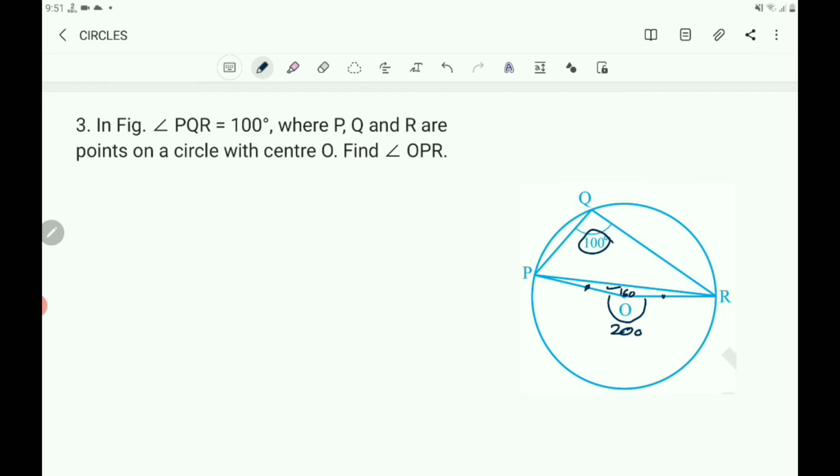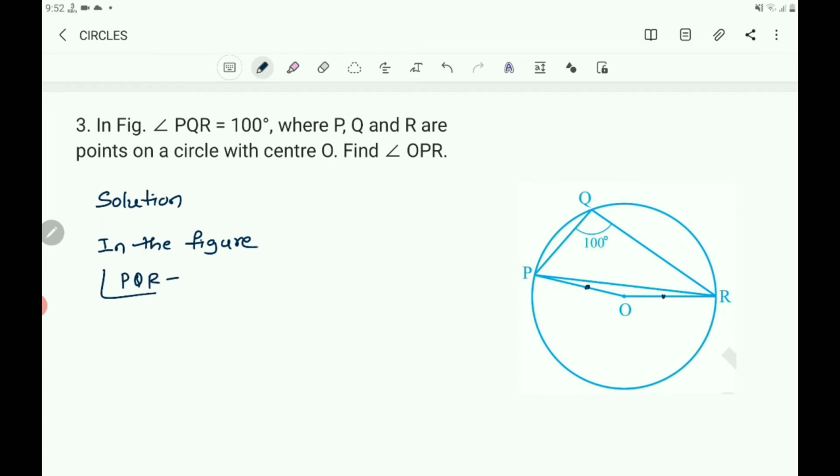And you will get this is an isosceles triangle because the radii are equal. Radii of the same circle are equal. So these two angles are equal to 180 minus this 160 (angle POR) divided by 2. Angles opposite to equal sides are equal. You will get 20 degree and 20 degree. So you write solution. In the figure, angle PQR equals how much? 100 degree. That is given.